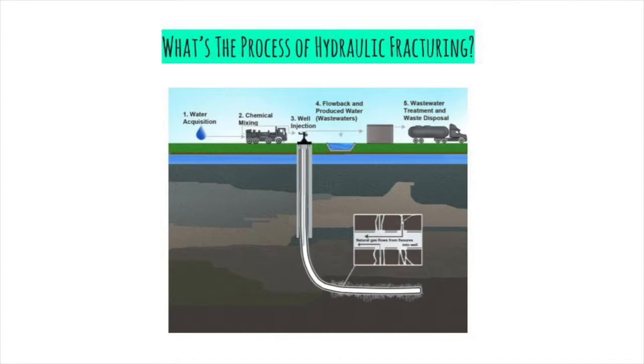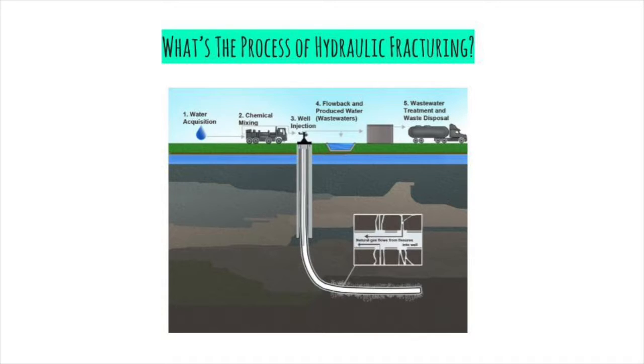Now let's go into specific details of what the process of hydraulic fracturing is. So, what's the process of hydraulic fracturing? It's a 5-step process. First, we have water acquisition. Second, we have chemical mixing, and this would be where the water, sand, and additional additives would be mixed.